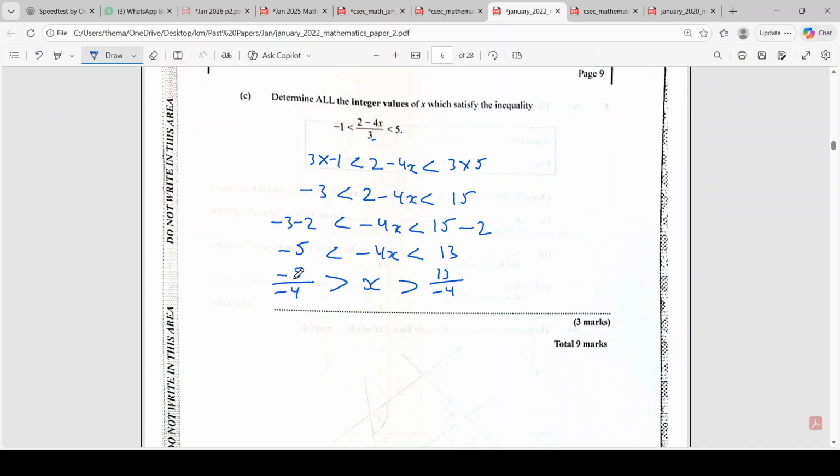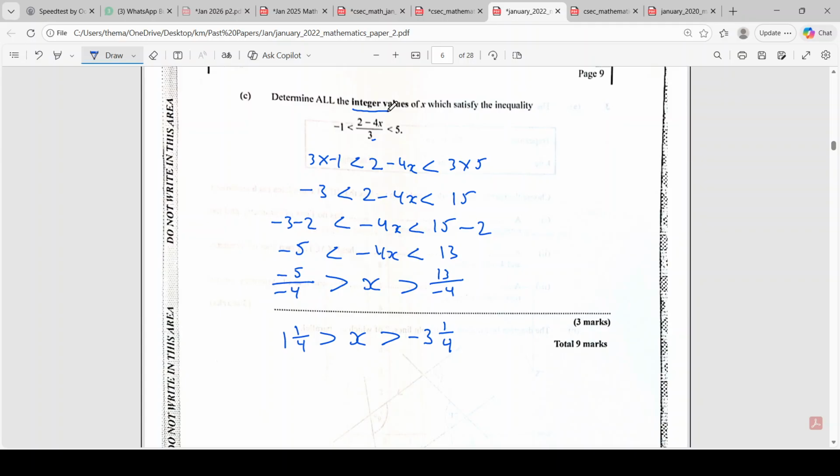So now what we get here? 5 over 4 is the same as 1 1/4. 13 over negative 4 is the same as negative 3. 4 3s are 12, 3 1/4. Right. So this is when you solve the inequality, this is what we get. X is less than or equal to 1 1/4, but greater than or equal to negative 3 3/4.